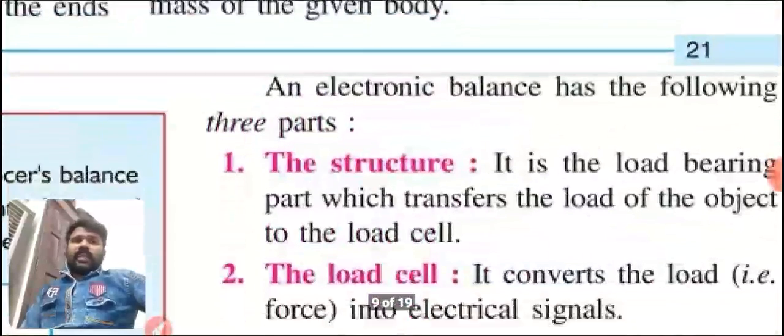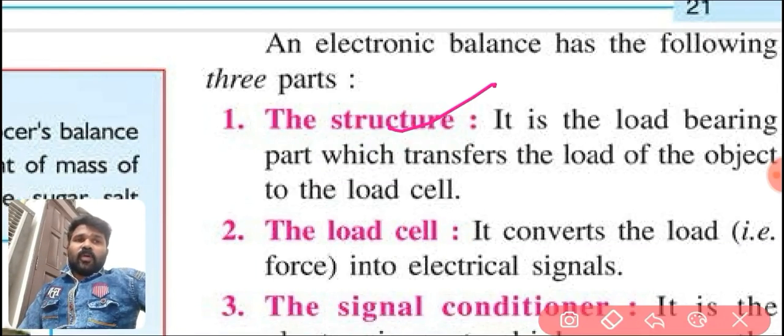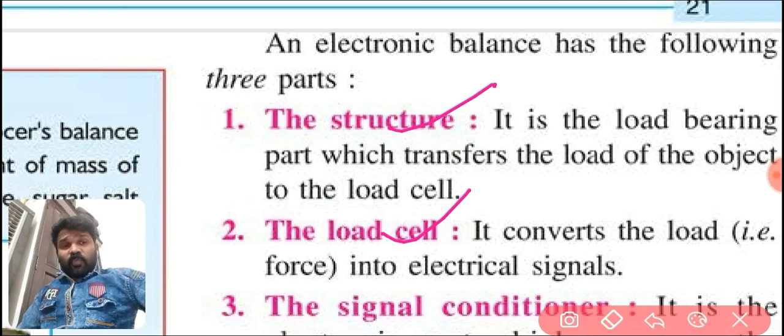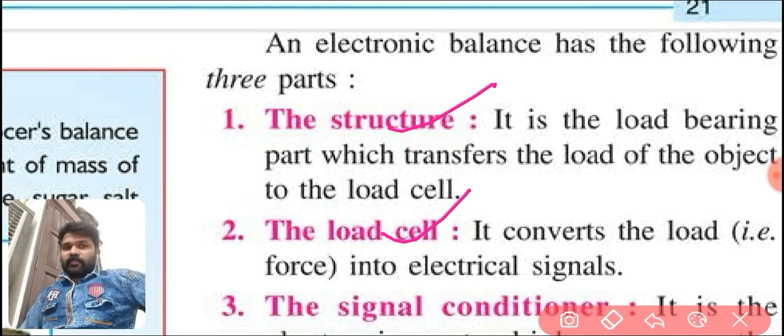Okay, students, an electronic balance has the following three parts. The first one is the structure. It is the load bearing part which transfers the load of the object to the load cell. The second one is the load cell. It converts the load into electrical signals. The use of the load cell is to convert the load or force into electrical signals.